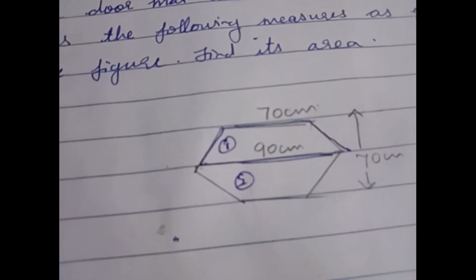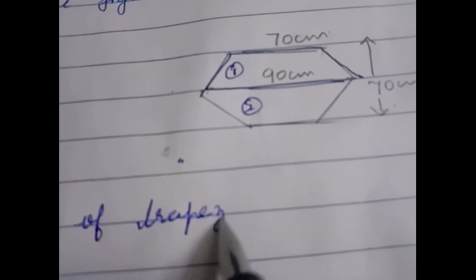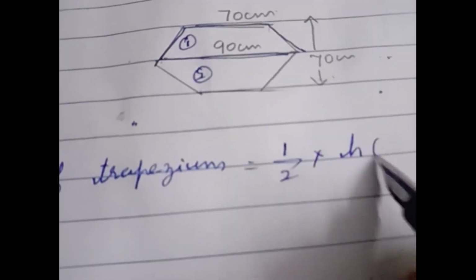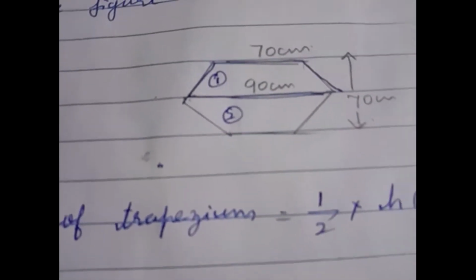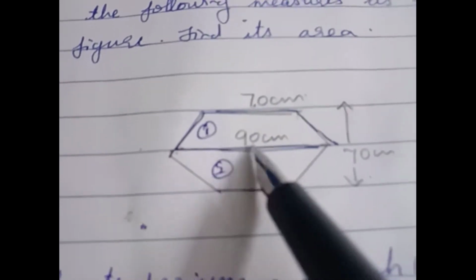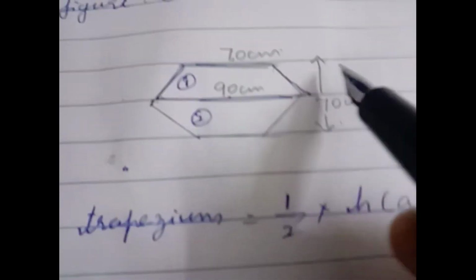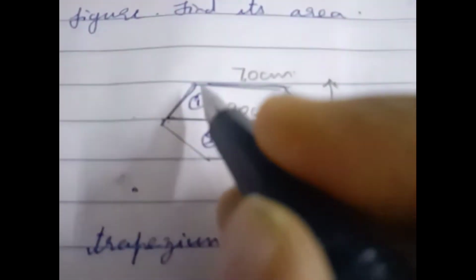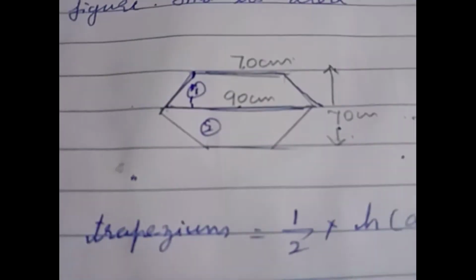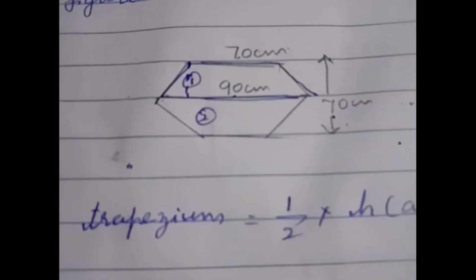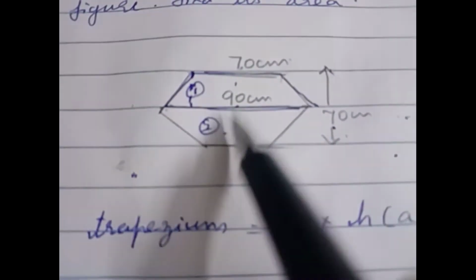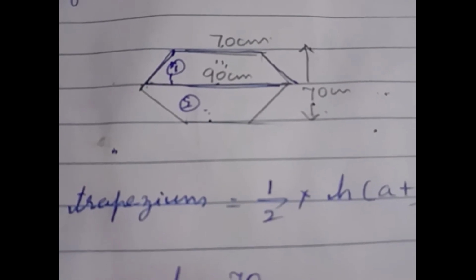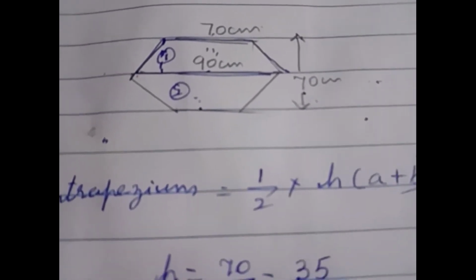Area of trapezium is equal to half into h into a plus b. Here a value they given as 70 and b value is 90. But the total height value they given us is 70 centimeter. You want only to find out this height. So h is equal to 70 divided by 2, because you are getting the 2 trapezium. Therefore 70 by 2 is equal to 35.